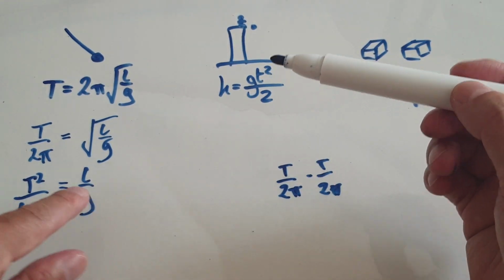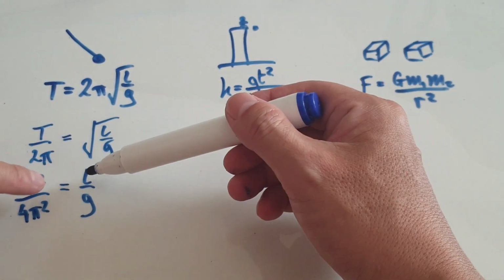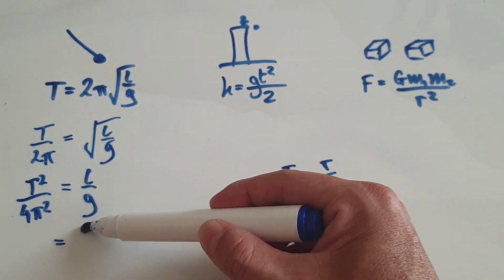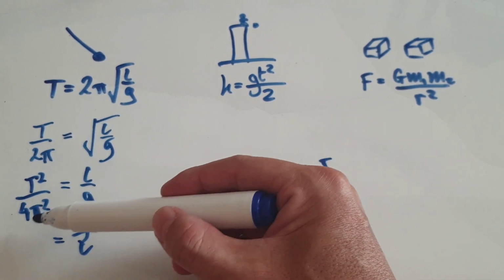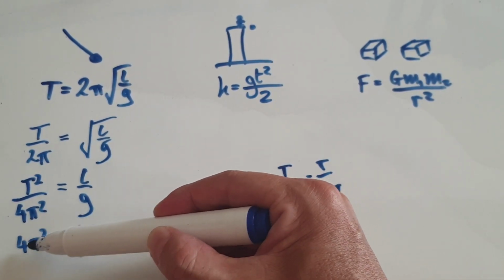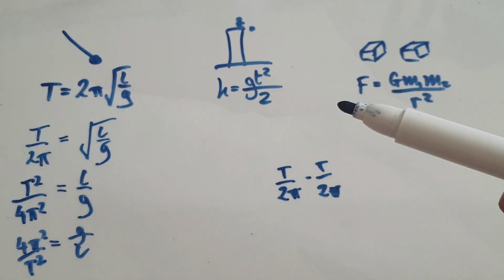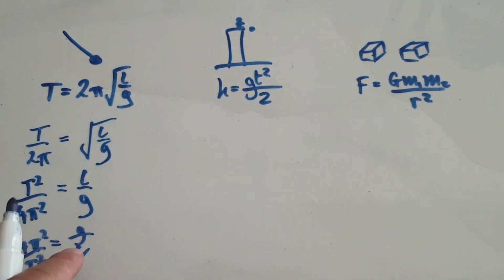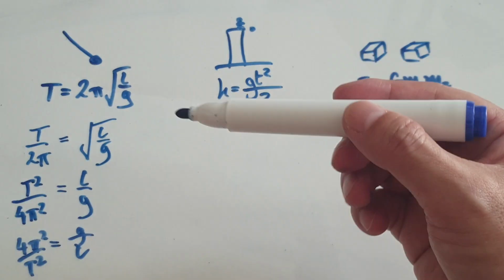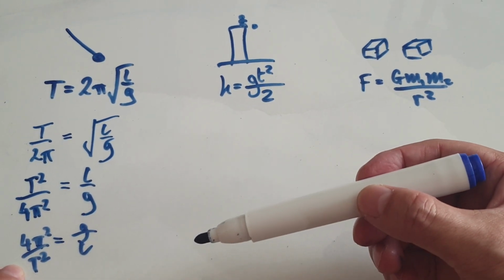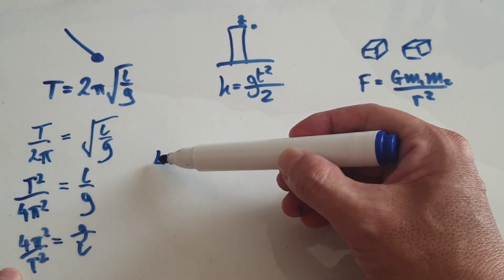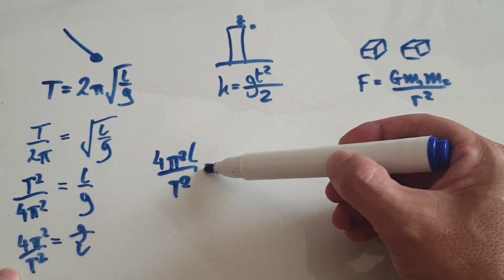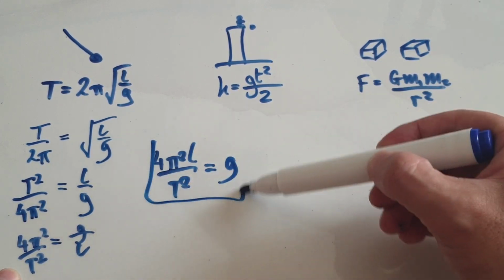Now you want to make G the subject. So you want G to be on the top so you can kill off the L. So take the reciprocal of both sides. So that would then be G over L equals 4 pi squared over T squared. And then you want to make G the subject, so times both sides by L. So when you times this fraction by L, it gets multiplied to the top, giving you 4 pi squared times L over T squared equals G. So this is how you make G the subject.